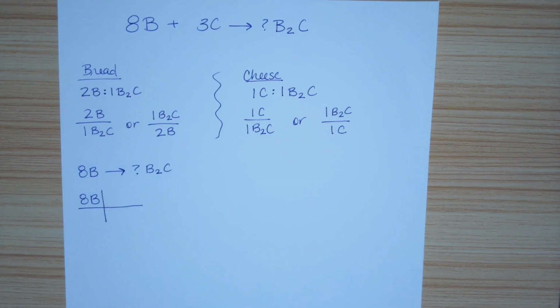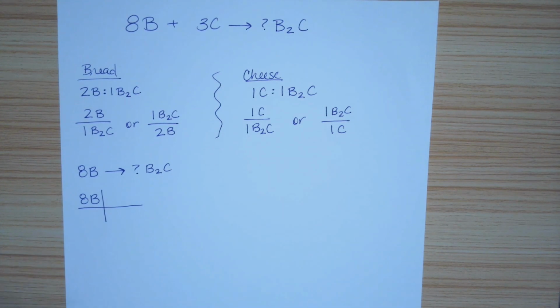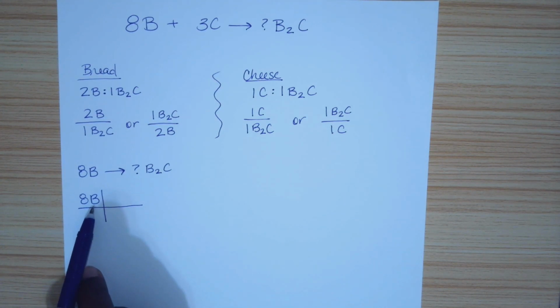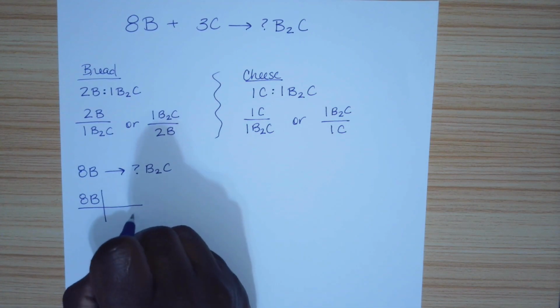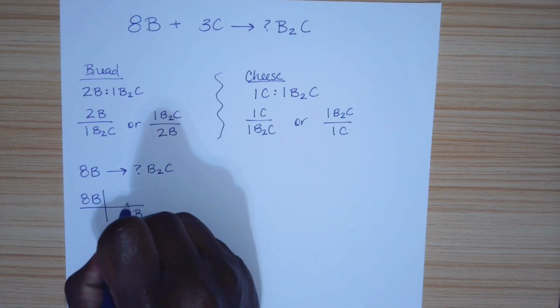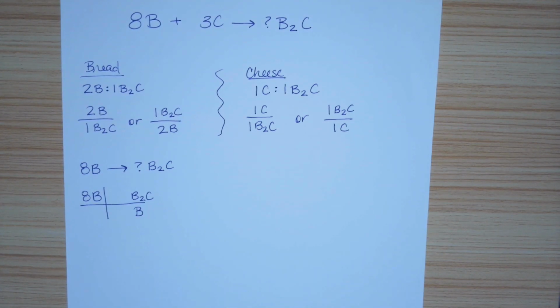And so once you have that set up, it's basically showing you how to multiply and divide in order to determine the amount of product that would form. So since I'm starting with bread and I need to end up with sandwiches, I need for my bread to cancel. So I need my B in the bottom and my B2C up top. What I typically recommend is that when you're doing stoichiometry, focus on your units first so that you can make sure that you're getting the units to cancel so that you're left with what you need.